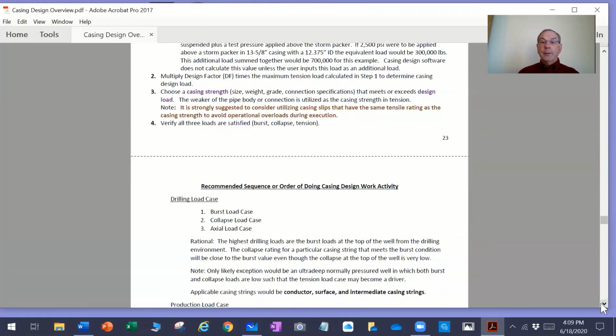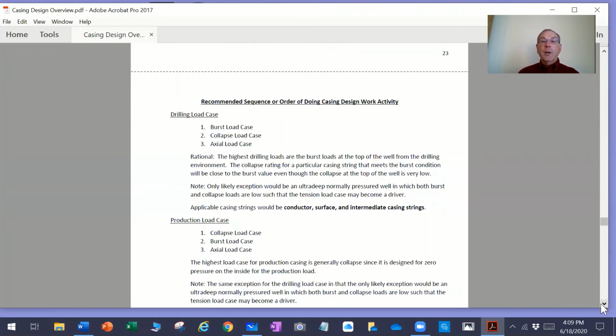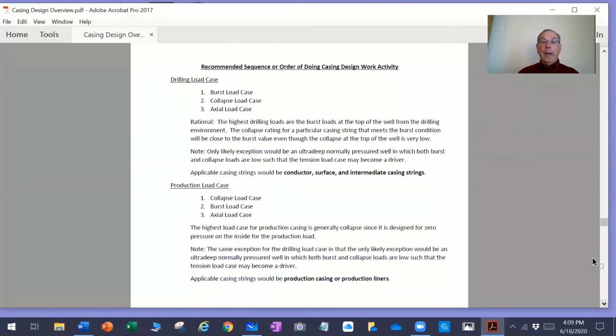Now, the last part in this section that I'm going to go over is the sequence of doing casing design work activity. For the drilling load case, so if you're doing a casing design for drilling load case, it's always best to do them in this order.